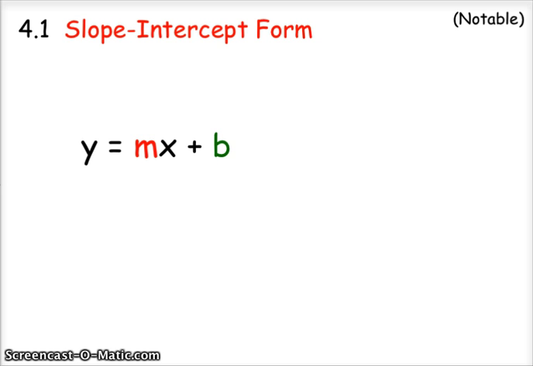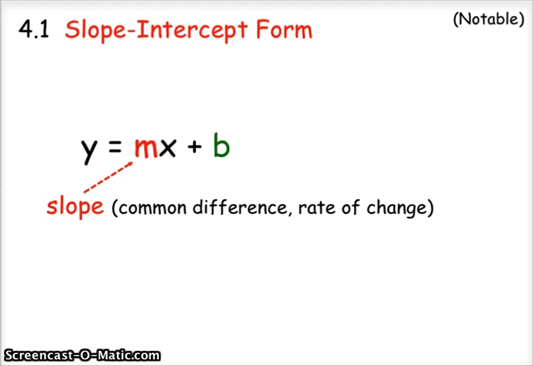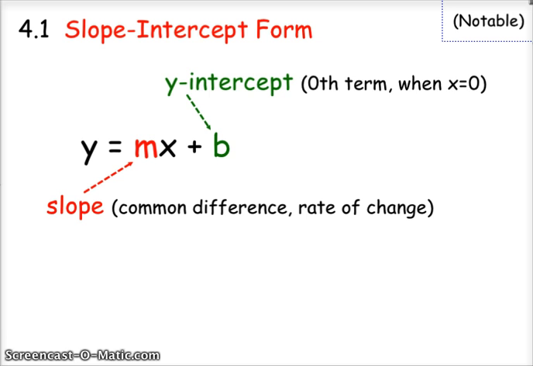M and b are our two variables we're going to actually solve for, and y and x are our dependent and independent variables, so we're going to leave those in our equations every time. So our m term is our slope. This is the same as the common difference, the rate of change, when we're looking at arithmetic sequences. And then our b term is our y-intercept, or our zeroth term, when x equals 0. Again, we're looking at the arithmetic sequences. We saw that b was the 0th term, and so that's what's happening with our y-intercept.